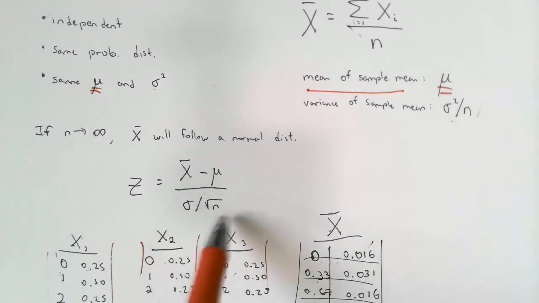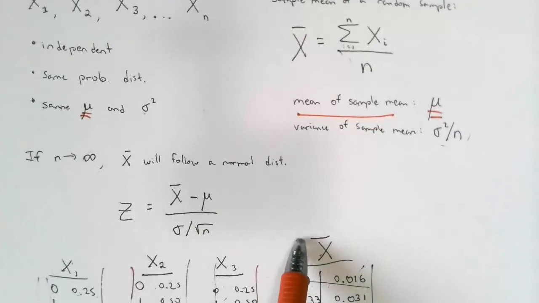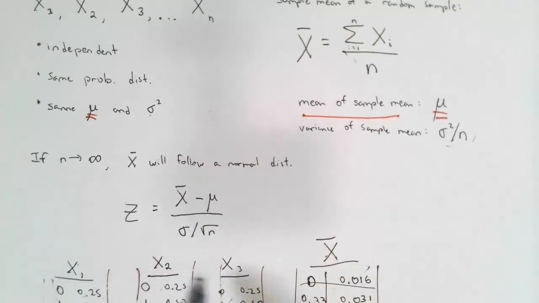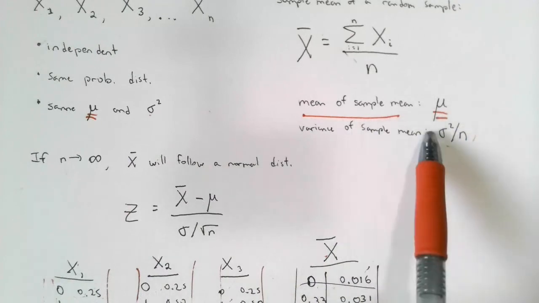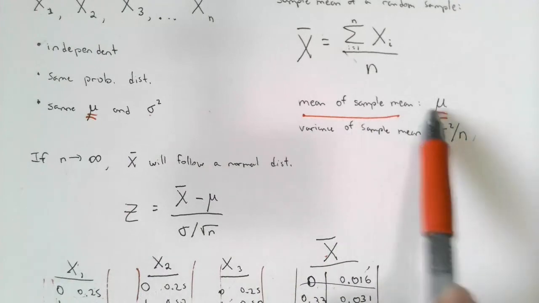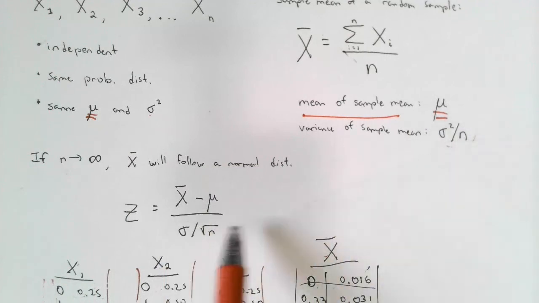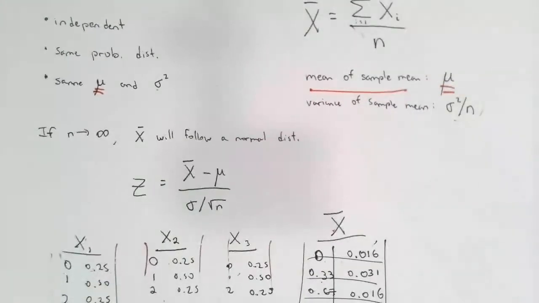Now here, because the standard deviation of this sample mean is actually different from the standard deviation of the individual random variables, we just use this notation, right? The standard deviation will be the square root of this term. The square root of sigma squared is just sigma, and then the square root of n is right here. So this is how we will standardize a normal distribution of a sampling distribution.